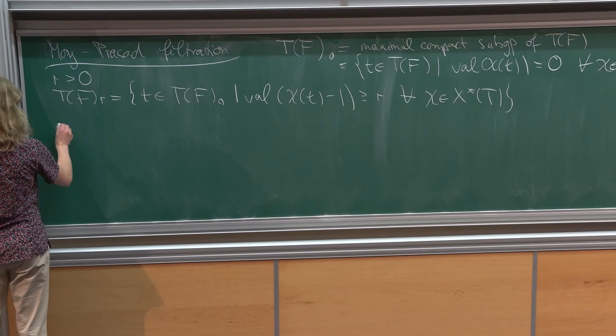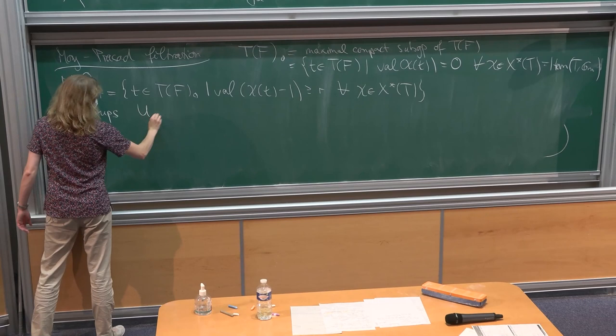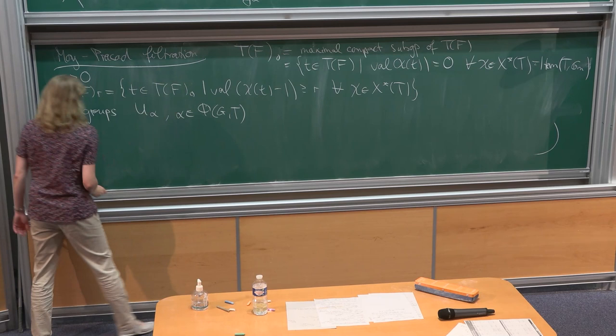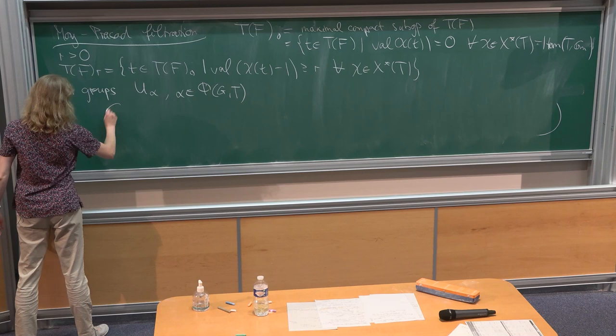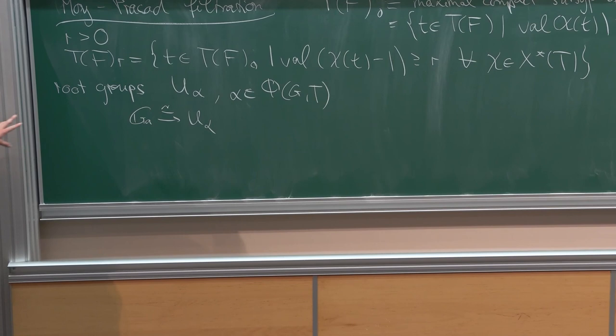So root groups, say U alpha, where alpha is some root of our group. What are these root groups? Well, we know that the root groups are isomorphic to the additive group. We are in the split setting. But this isomorphism is non-canonical. But I want to choose one, and that is what I call small x sub alpha.